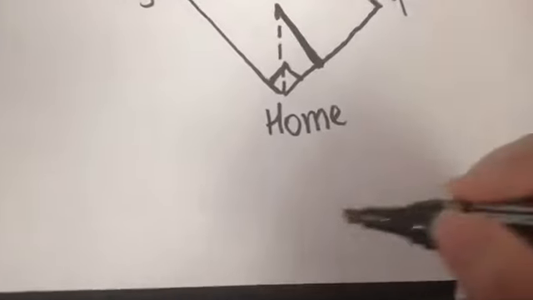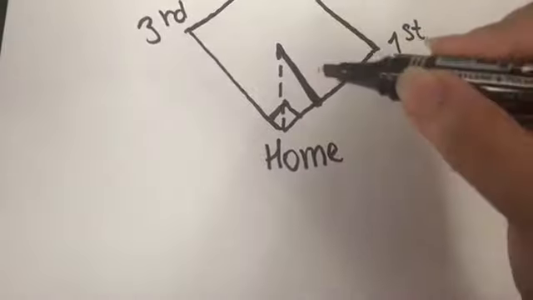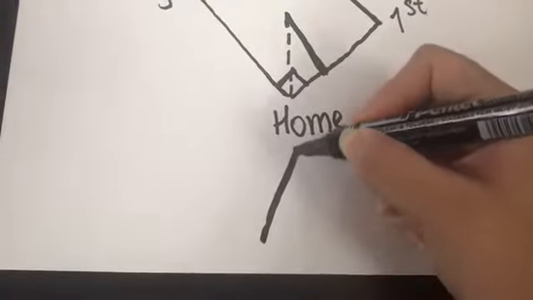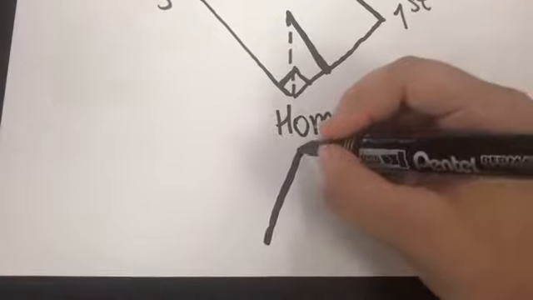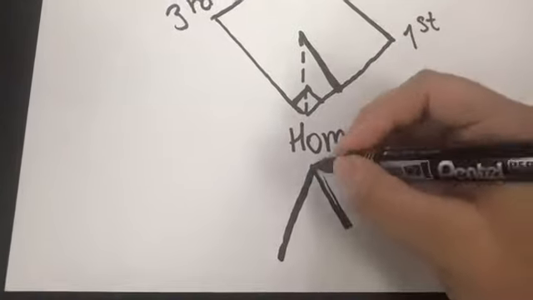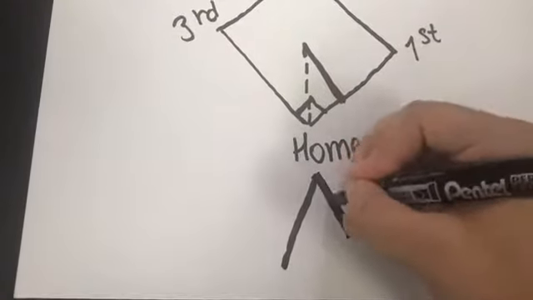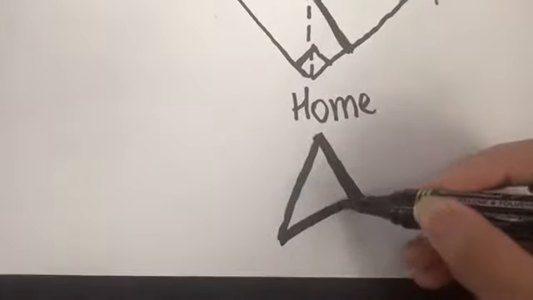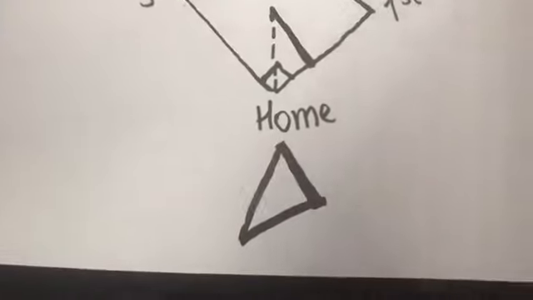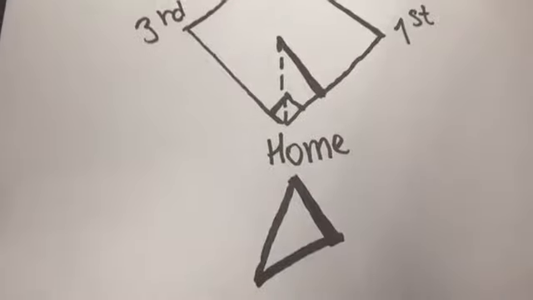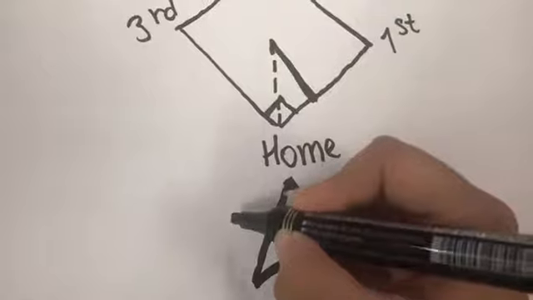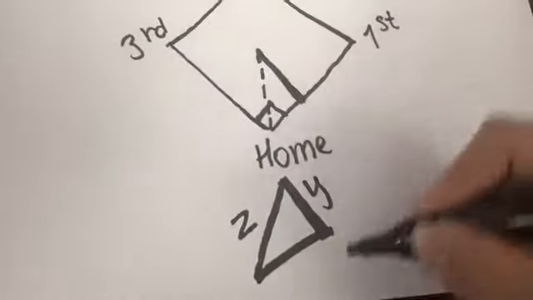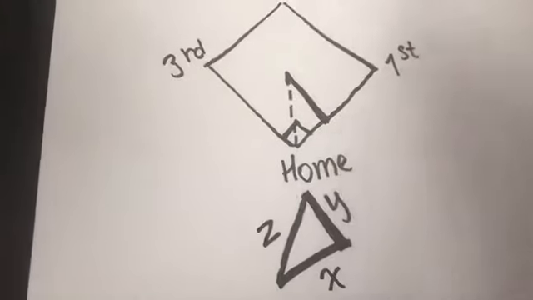Now, I'm going to draw a small triangle that resembles this one in order for you to understand what I am talking about. So here we have our triangle, and now I will call this side C, this side Y, and this side X.